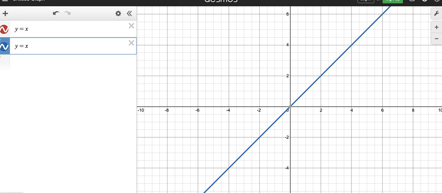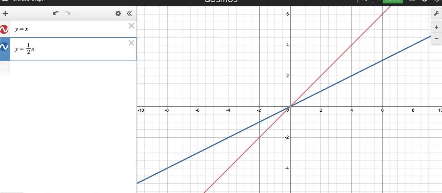Okay, now let's see how the slope affects it. So if I make my slope, for instance, 3, I see that it got stretched there, it got skinnier, it became a little steeper when I had a larger number. Or if I have 5, it gets even steeper from there. Okay, now let's try a fraction. So let's say I had 1/2. Well, now I see it's getting compressed, it's getting less steep. It's getting closer and closer to the x-axis.